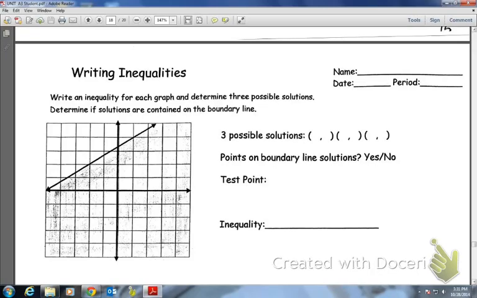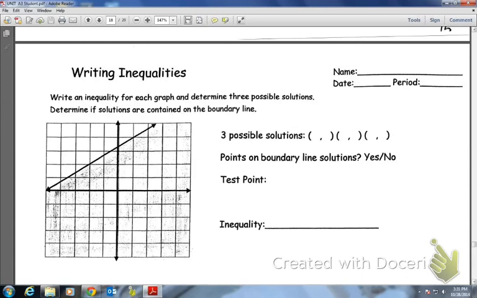Alright, so I'm just going to do the first one with you guys today, and then I want you guys to do the rest of them on your own, and then bring them back tomorrow, and I will check them. So it says, write an inequality for each graph, and determine 3 possible solutions. Determine if solutions are contained on the boundary line.